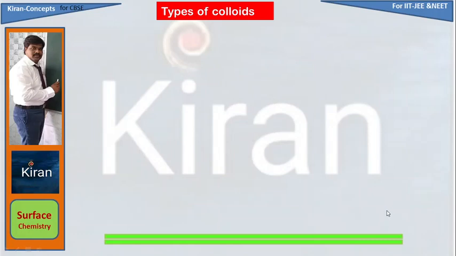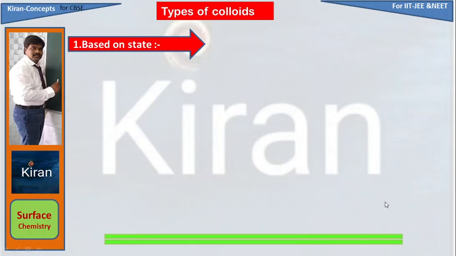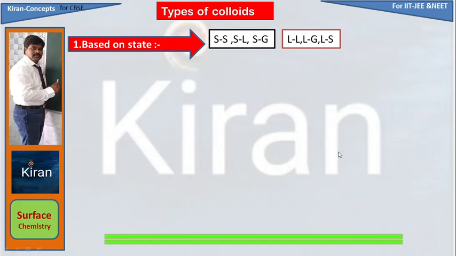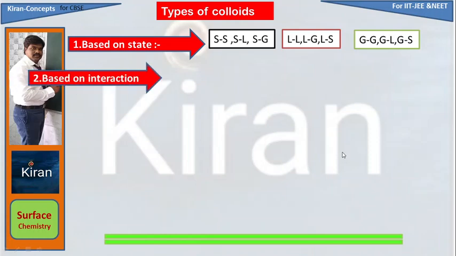Now, next topic is types of colloidal solutions based on state. Based on state, how many types will come? Solid in solid, solid in liquid, solid in gas types of colloidal solution. And again, liquid in liquid, liquid in gas, liquid in solid types. Gas in gas, gas in liquid, gas in solid types. So this is based upon state. We can classify colloidal solutions into these 9 categories.